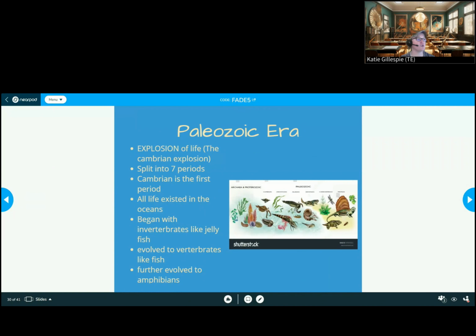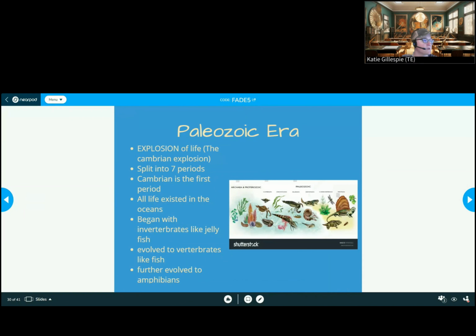All life existed in the ocean. We call this the age of the marine life. Started very simple, right? Again, we had that single-celled bacteria and that algae already. Then we start to see in the fossil records some invertebrates come on the scene. So no backbone. Think jellyfish. Very simple, right? And then those invertebrates evolve into what we call vertebrates, which are fish, things that have backbones. And then those further evolved into amphibians. And then actually right at the end of the Paleozoic, we start to see some small reptiles.